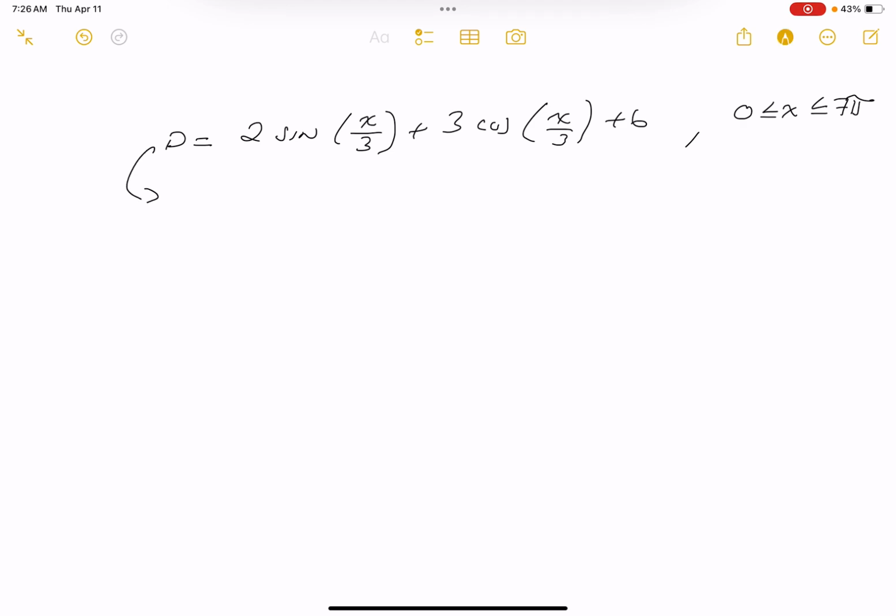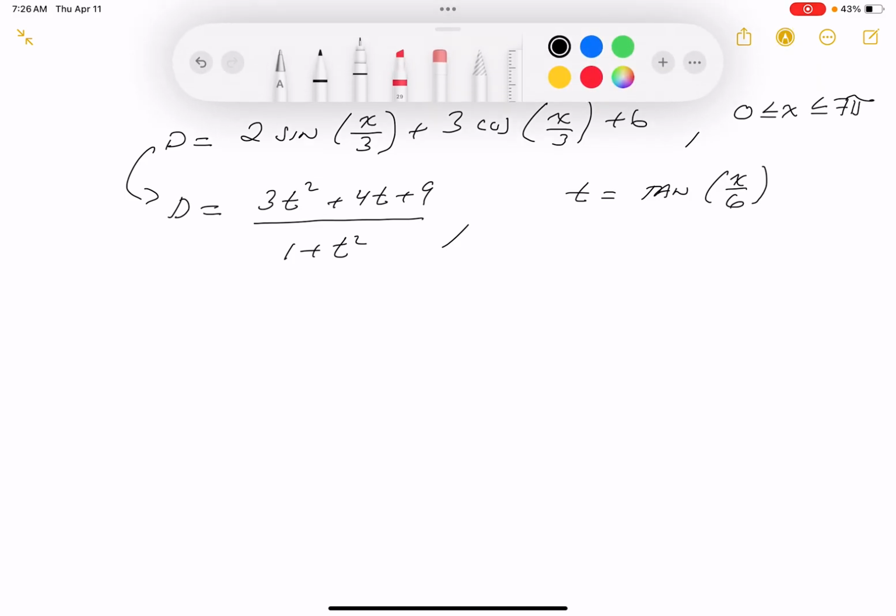But they said this can be rewritten as d equals 3t squared plus 4t plus 9, over 1 plus t squared. I see no t in the problem yet. But they give me a hint, and I want to make sure you read the hint. You're going to make a substitution, and your substitution is t equals the tangent of x over 6. Now, when I initially saw this, I said to myself, this is probably something to do with half-angle identities, all right?